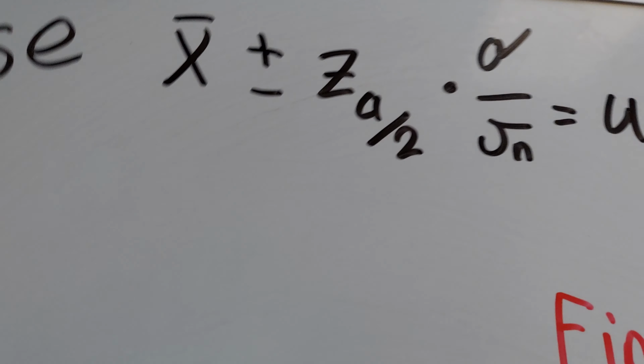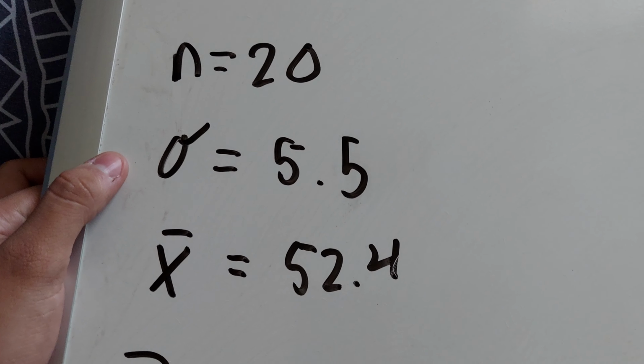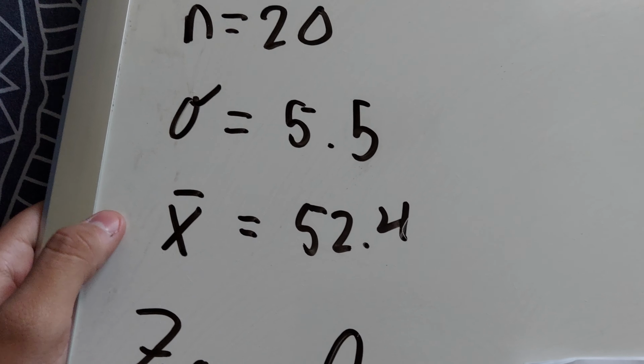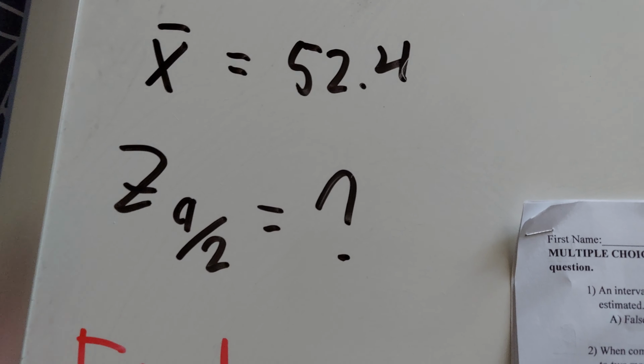So let's write down what we know. What we know right now is that the sample size is 20, the standard deviation is 5.5, the sample mean is 52.4, but we do not know what the z alpha over 2 is. So let's figure that out.